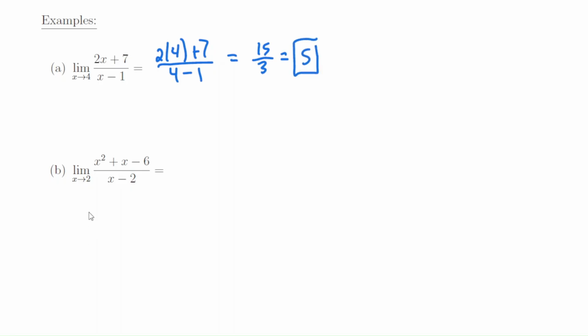Okay, what about this example? Well, this is the one we just looked at. We can write this as the limit as x approaches 2, and then you factor the numerator and the denominator. So I'm not going to do that one again.